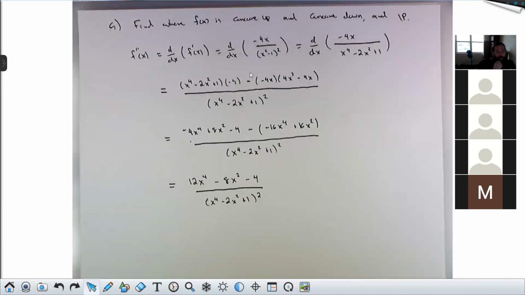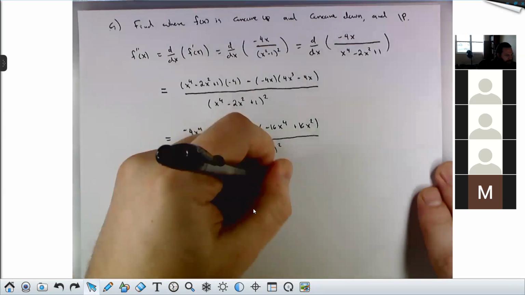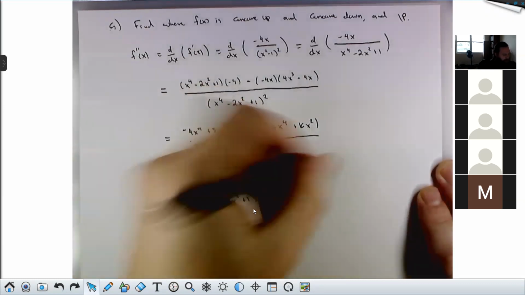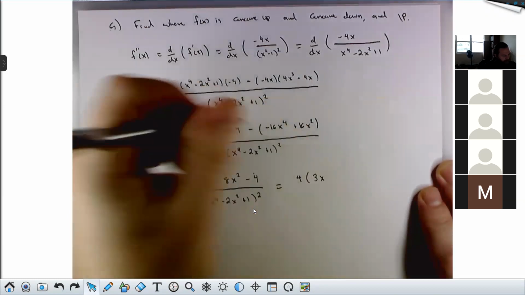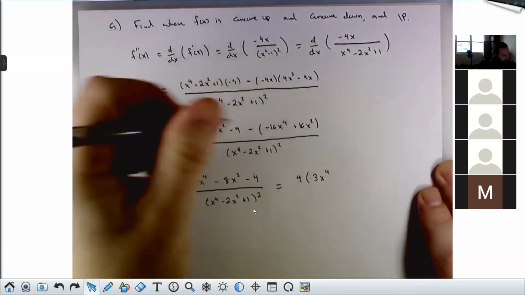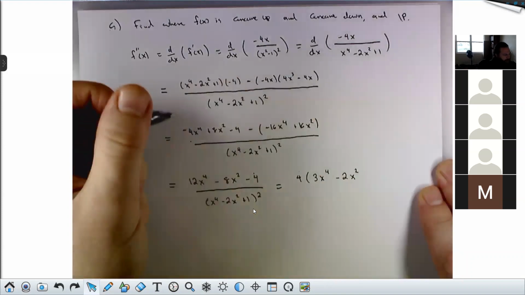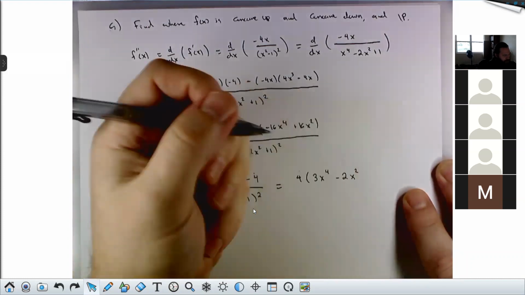And in order to find the places where f double prime can change sign, the numbers I need to put on the number line for f double prime, I need to factor this top. And that's a little bit tricky. We can start by bringing out a factor of 4. The bottom, I know how to factor. So here, let's do this. If I bring out the 4, then I'll have 3x to the 4 minus 2x squared minus 1.